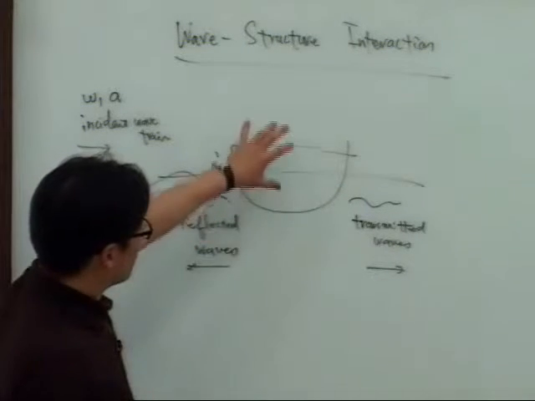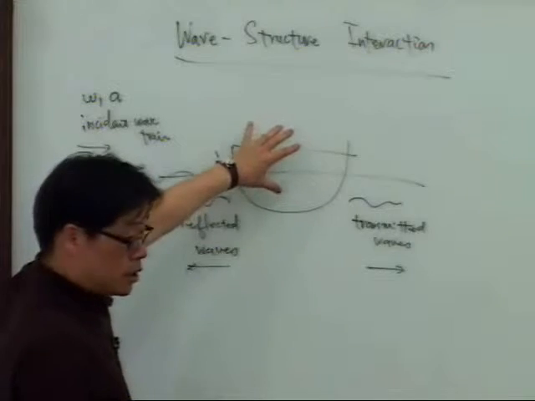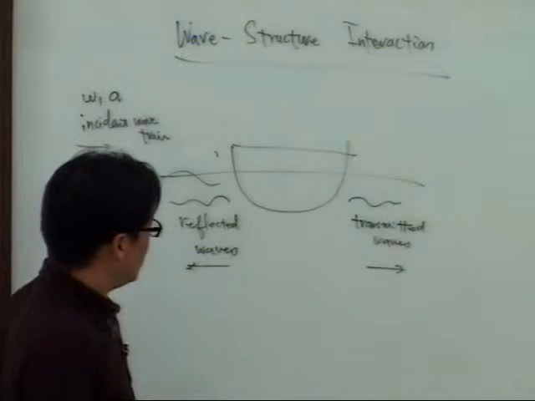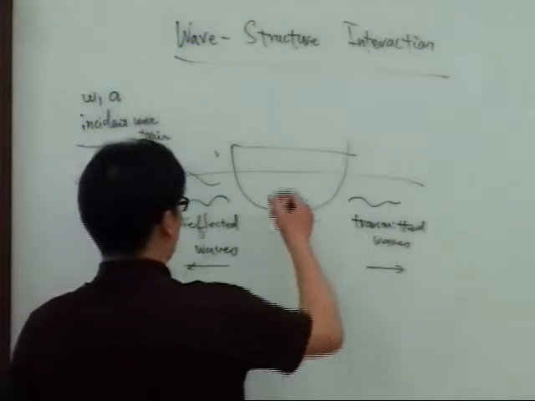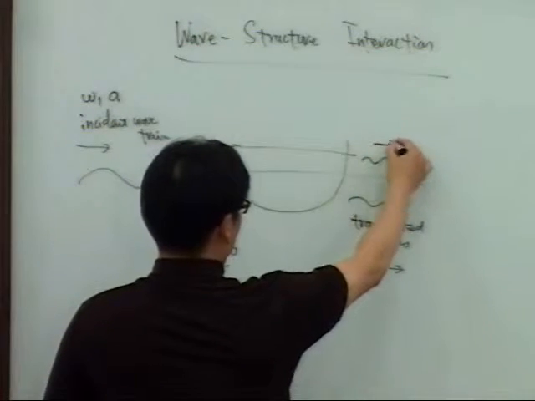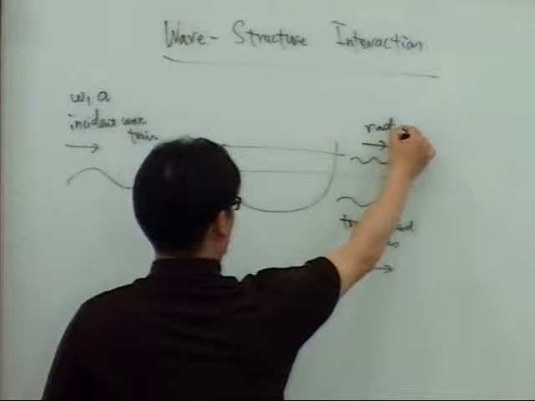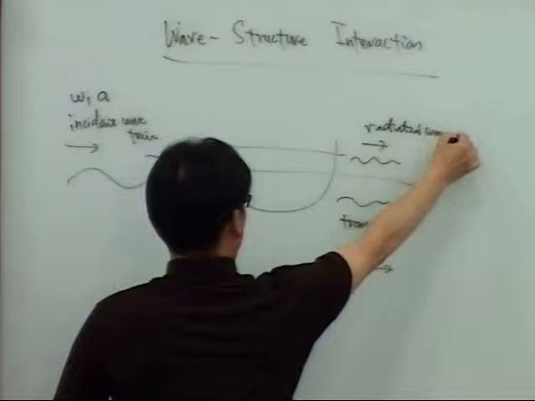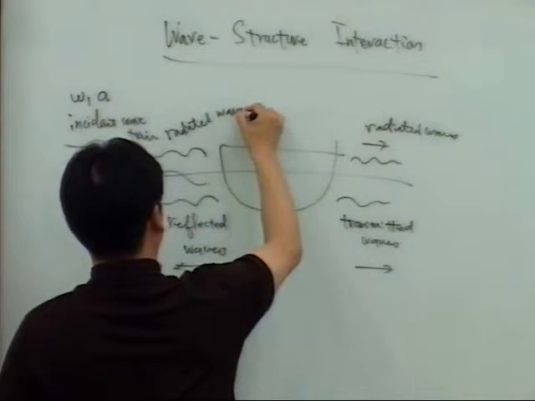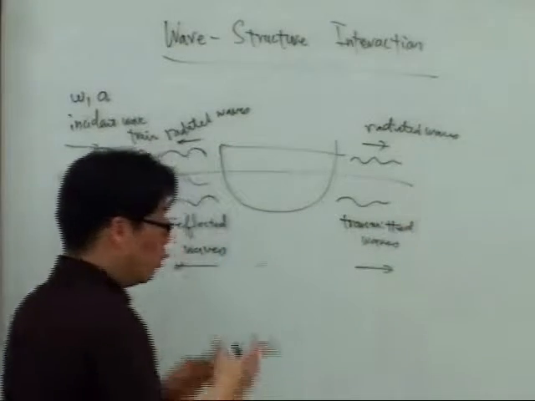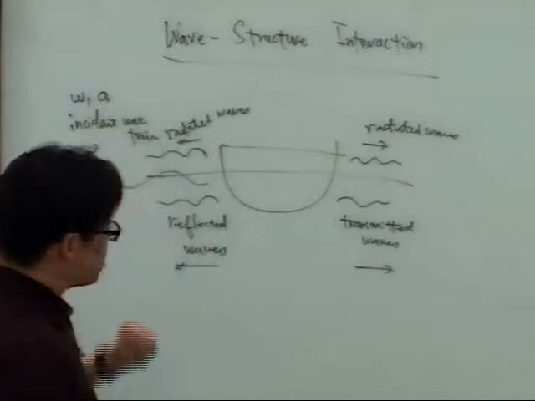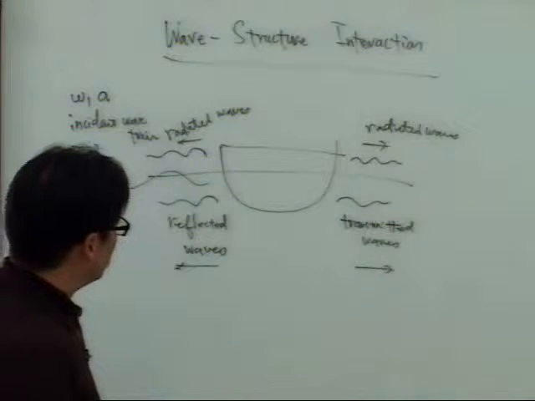And at the same time, this body starts to move once the wave train hits the body, and therefore the body will generate waves by its own motion, and these are the radiated waves. They move outward, away from the body. Okay, this is the whole system that we have.